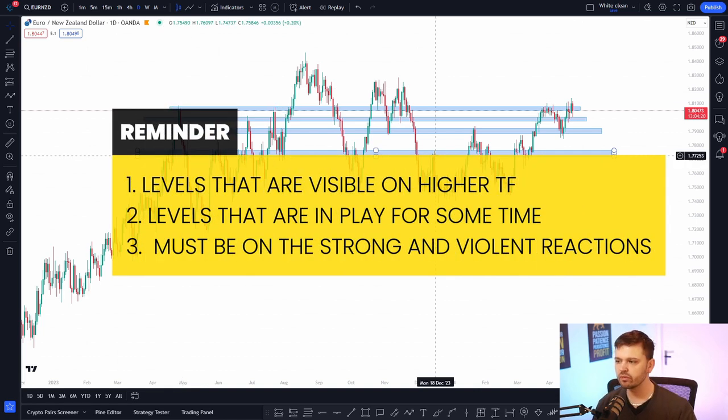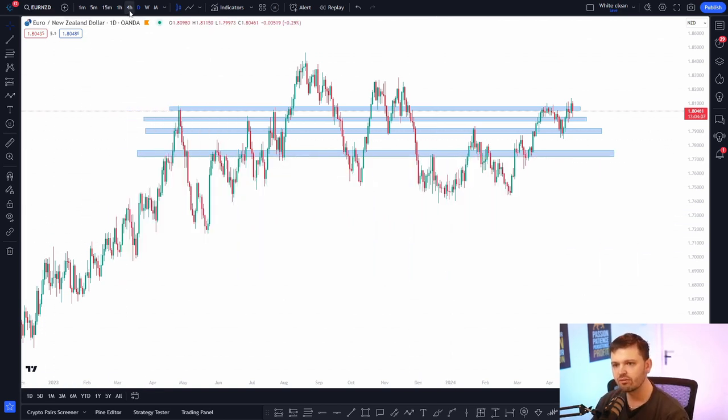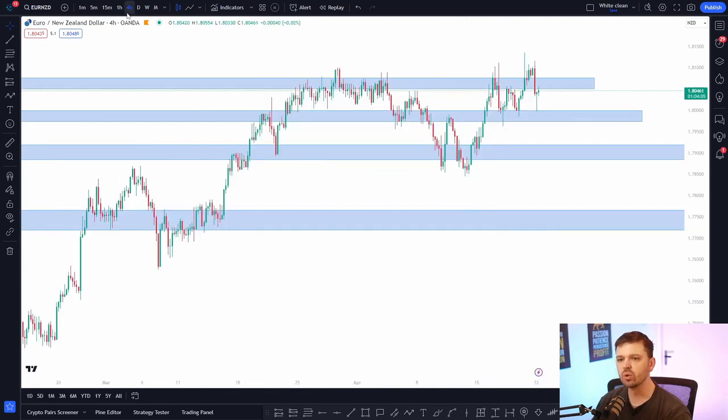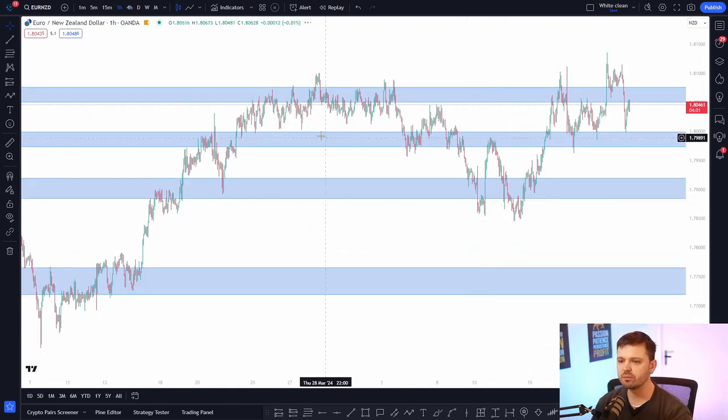So make sure you try to find levels that are visible on the higher time frames, have been in play for a very long time, and when price hits that level, it needs to be a violent and strong reaction that shows you this is an important level. When you find those high time frame levels and you can find entries on those on the lower time frames, like the 4 hour, 1 hour, or even the 15-minute, that's when you get the really good trades using the break and retest system.